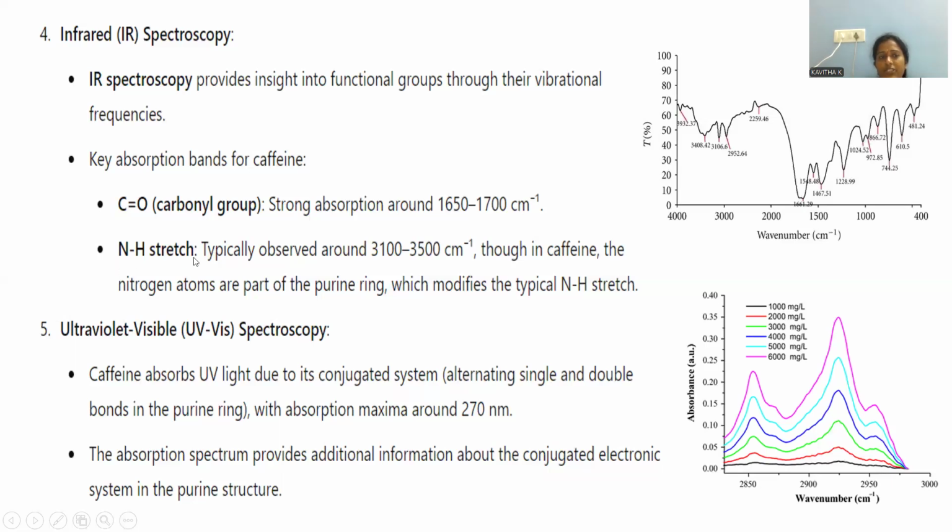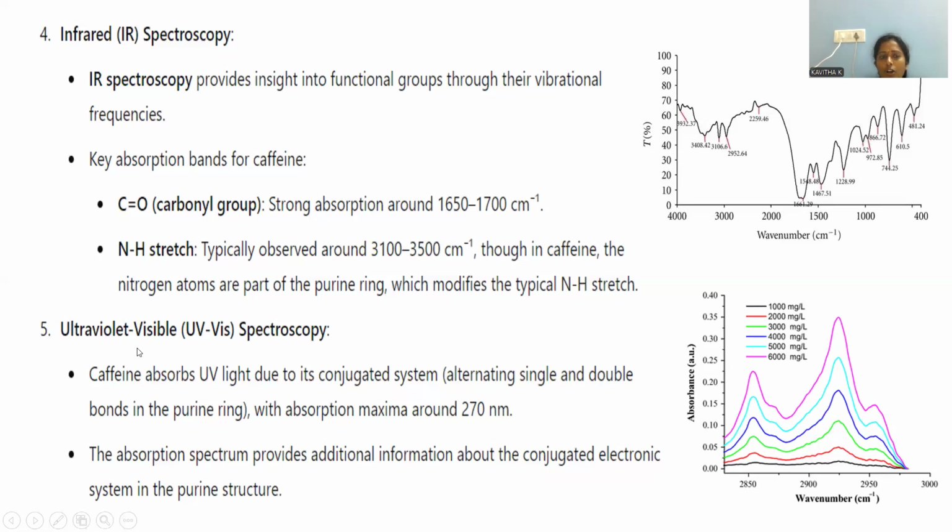And another is NH stretching. This NH stretching is observed at 3100 to 3500. You can clearly observe another broad peak around 3500. That is for NH. So the purpose of IR spectroscopy is functional group identification. We noticed the presence of carbonyl and NH, and this is confirmed by IR spectroscopy.